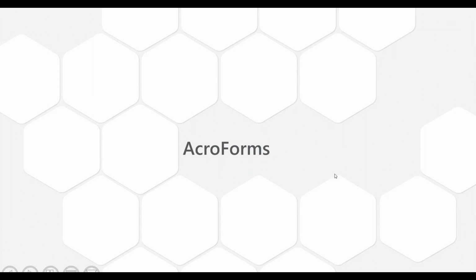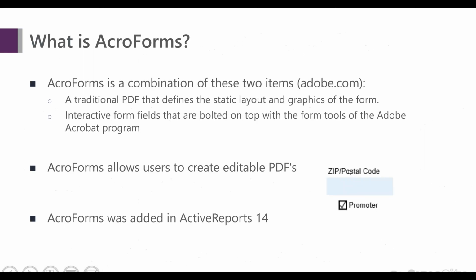Thanks, Mateen. So yeah, the next feature we're going to look at is AcroForms. So what is AcroForms? Adobe describes AcroForms as a combination of two items. The first item is a traditional PDF that defines the static layout and graphics of the form. And the second item is an interactive form field that's bolted on top with form tools of the Adobe Acrobat program.